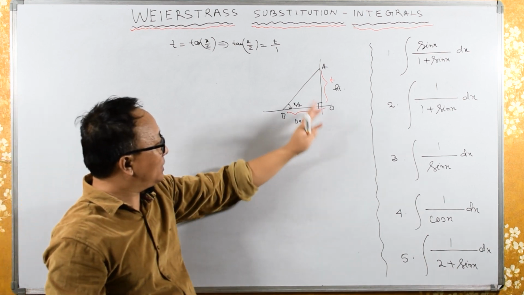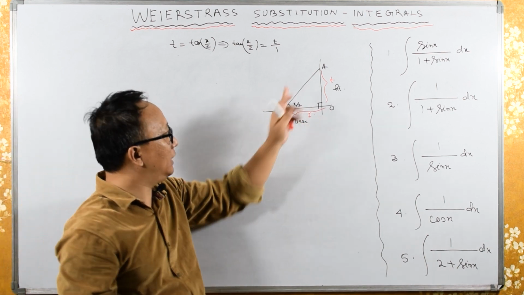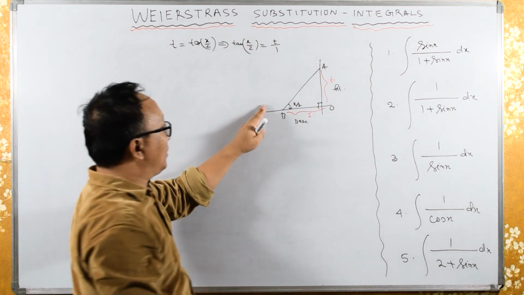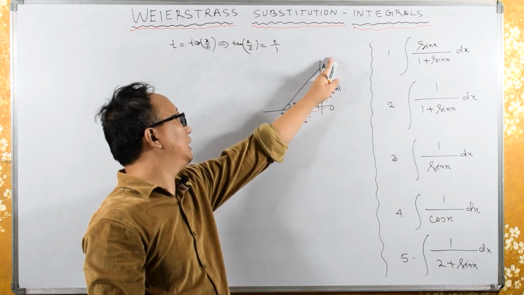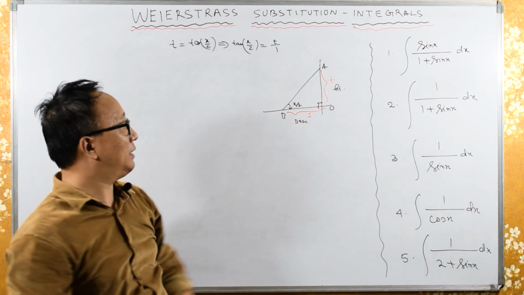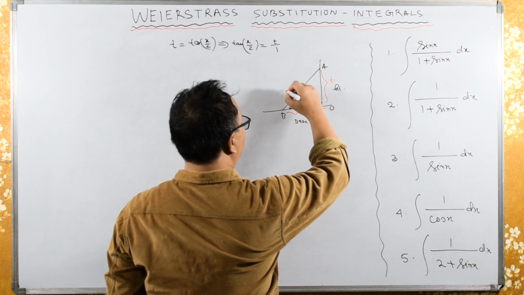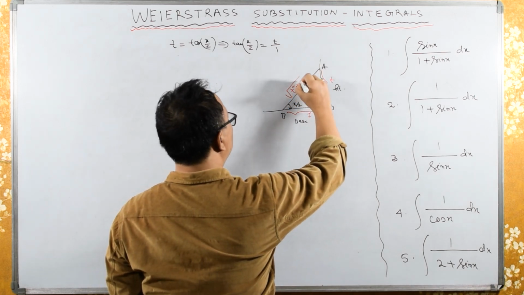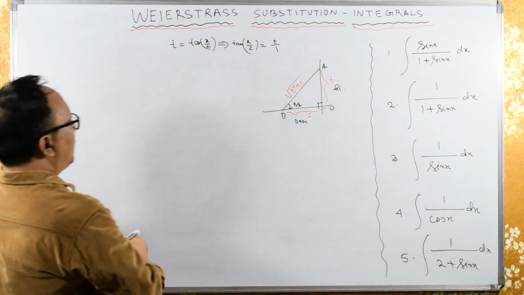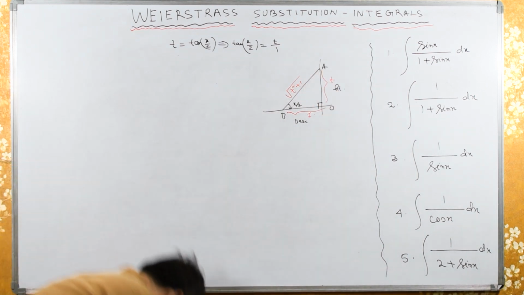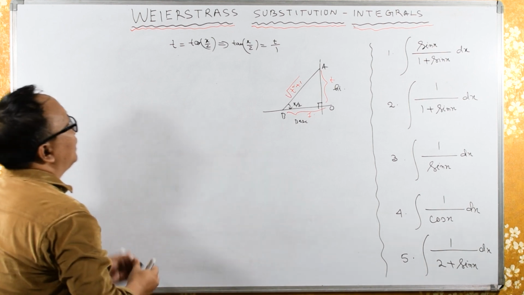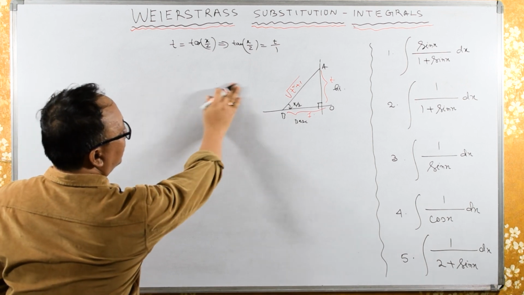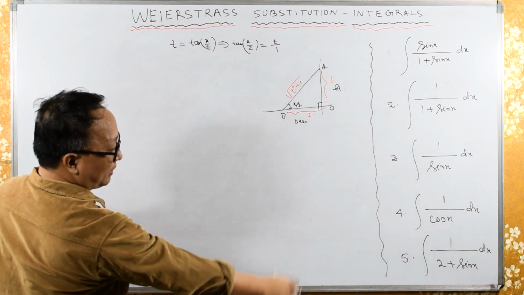Now, according to the Pythagoras theorem, you can find this length. AB square equals BO square plus AO square. Therefore, this will be the square root of t square plus 1 square, which is the same as 1. Now let's find sin and cos. From here we can get sin x, cos x, as well as dx.